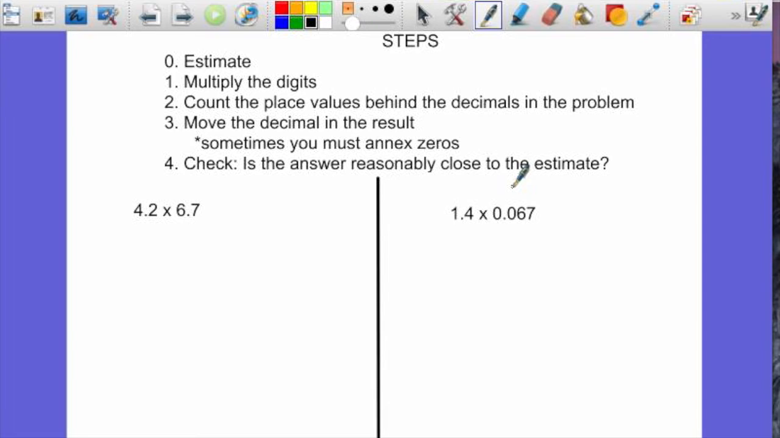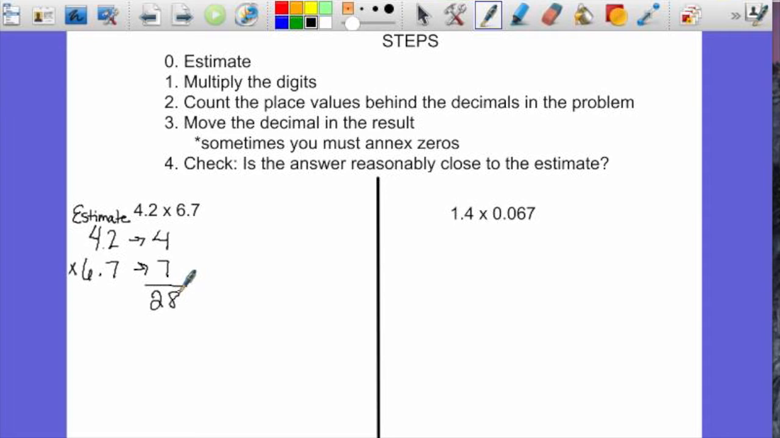All right, the first problem we have is 4 2/10 times 6 7/10. So first thing we need to do is estimate our problem. So 4.2 is really close to 4. And 6.7 is really close to 7. So multiply that. Oh, I forgot to label my work. Estimate. So I don't forget what in the world I was doing here. So 4 times 7 is 28. So we're getting something near 28.